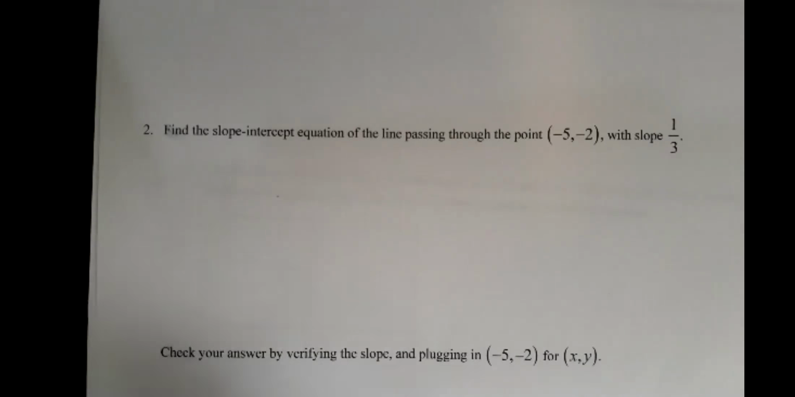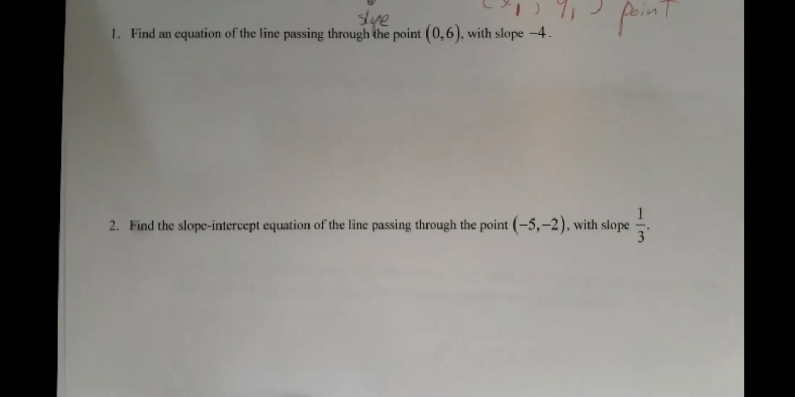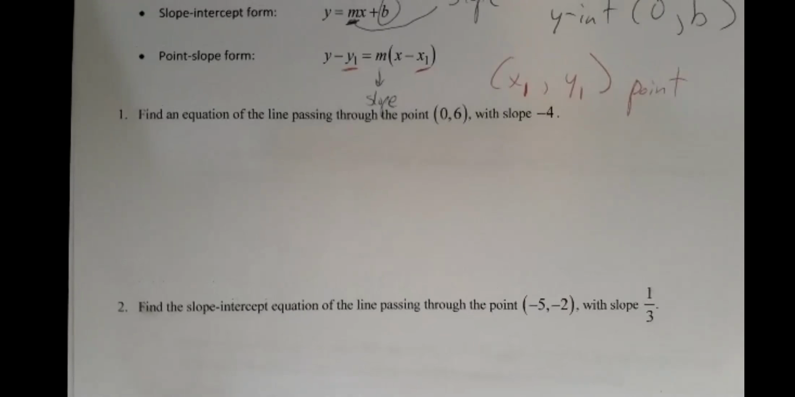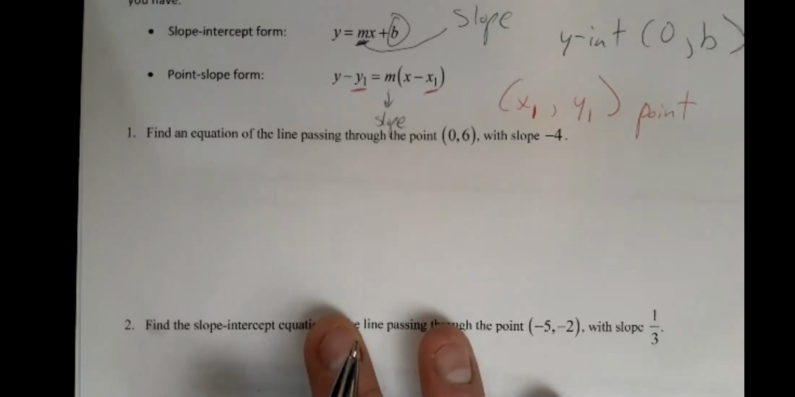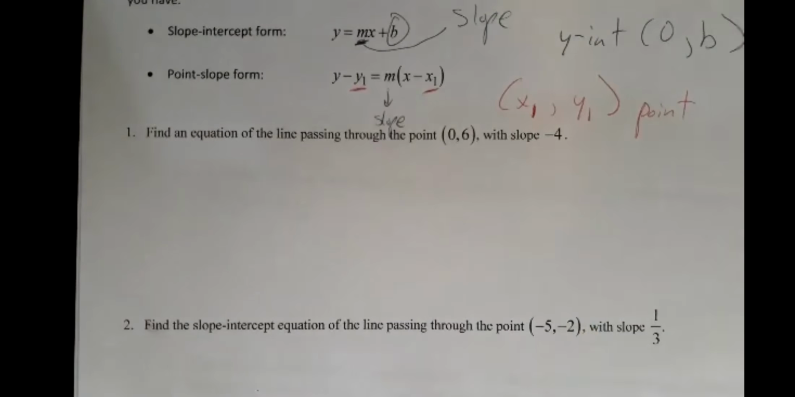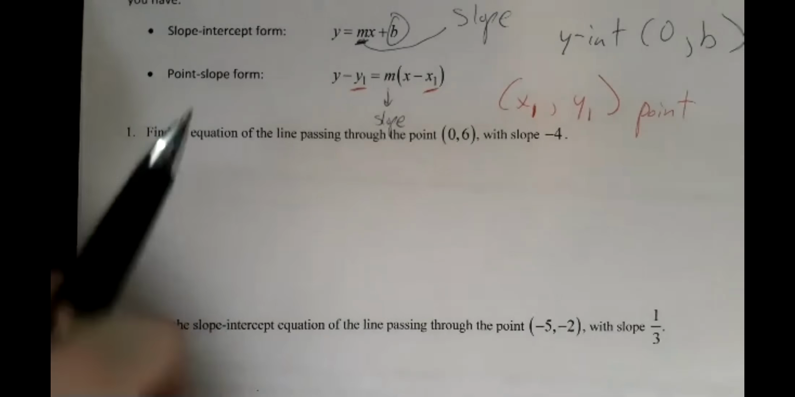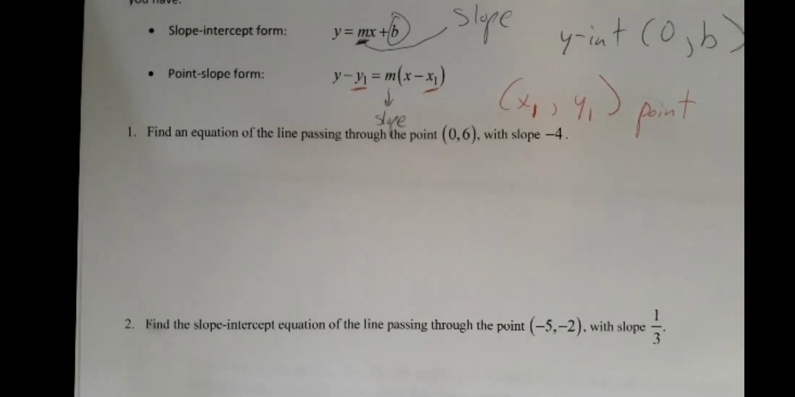So we've set up these formulas a little bit. Let's get some examples in there. Find an equation of the line passing through (0, 6) with a slope of minus 4. So if we want to find this, are we using slope intercept or point slope? That's the first question. We can go straight to slope intercept form.